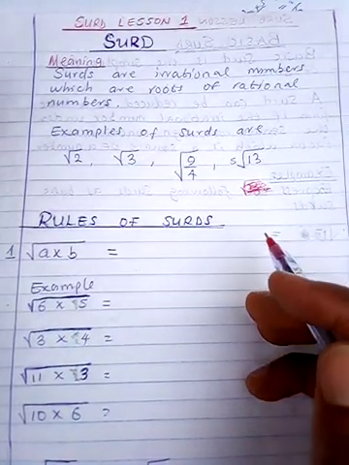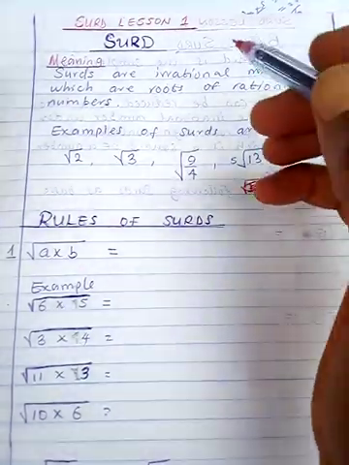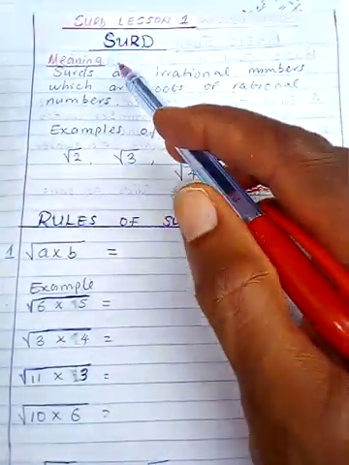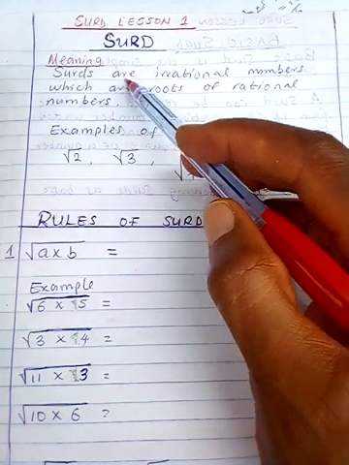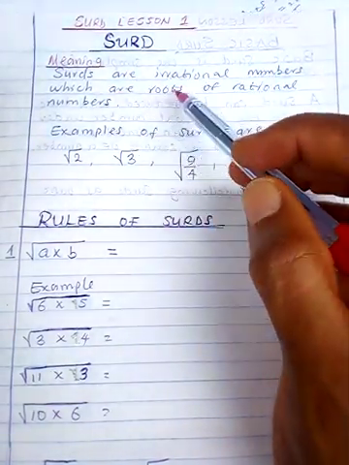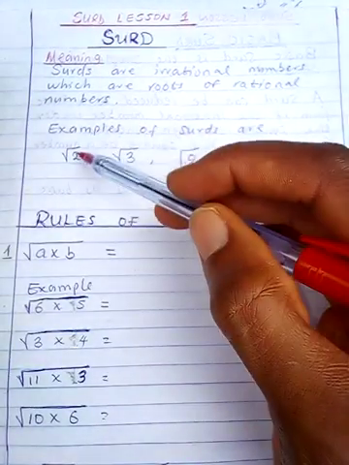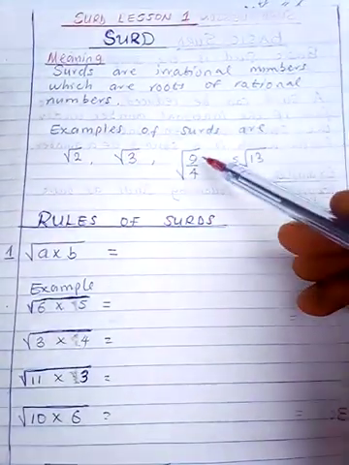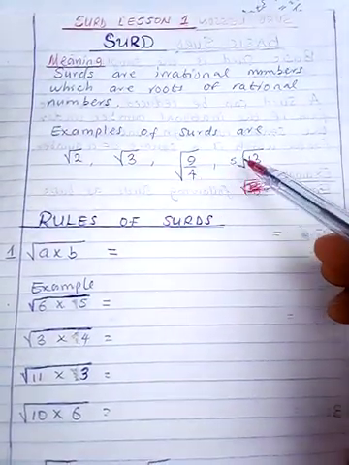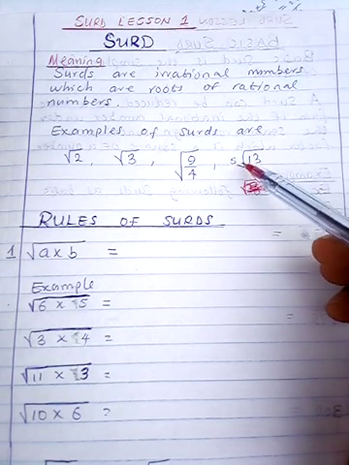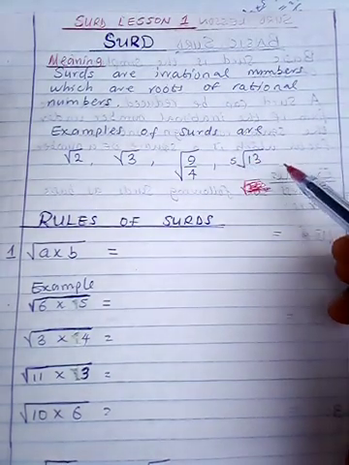This video is on surds, and this is our first lesson on surds. Now, what is a surd? Surds are irrational numbers which are roots of rational numbers. Examples of surds are root 2, root 3, root 9 over 4, and root 5, root 13. These are all examples of surds.